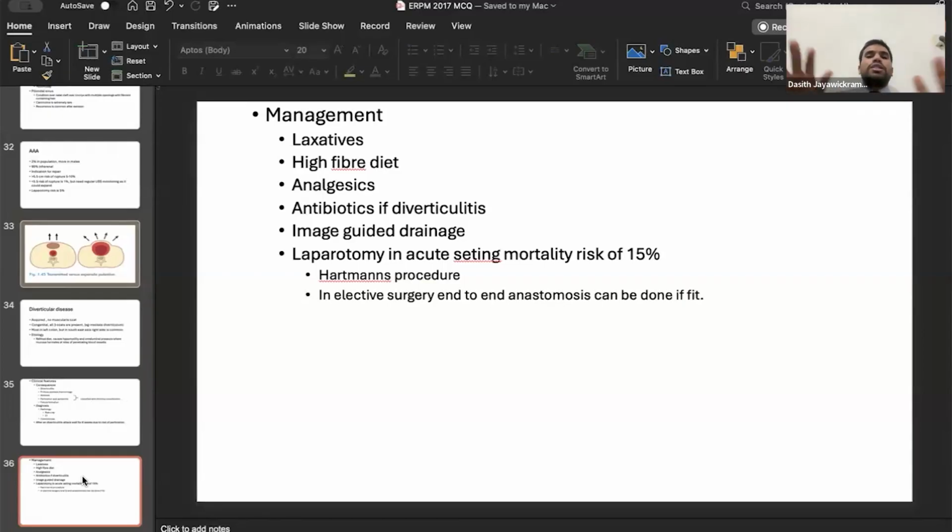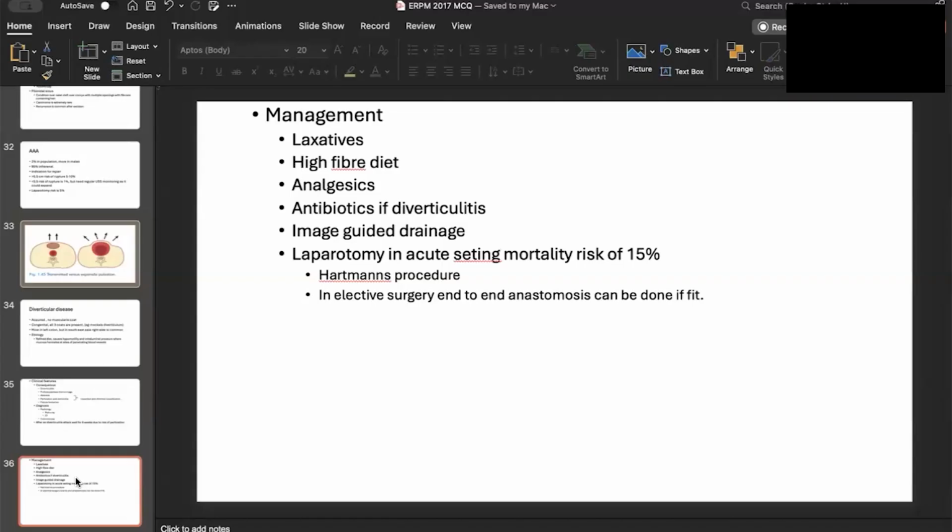Okay, did you understand that part? Because that is important in obstructed colorectal carcinoma also. This Hartmann's procedure is something that you should know. Did you understand the concept behind the Hartmann's procedure? Yes, sir. All right, good, very good.